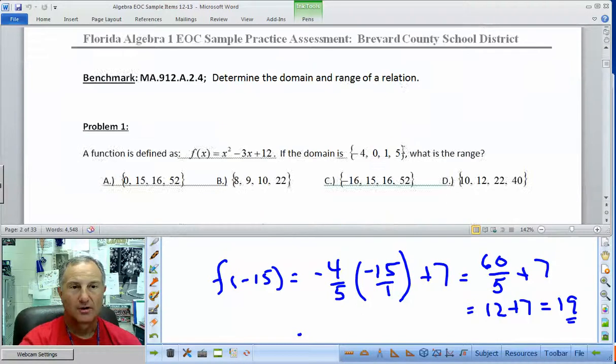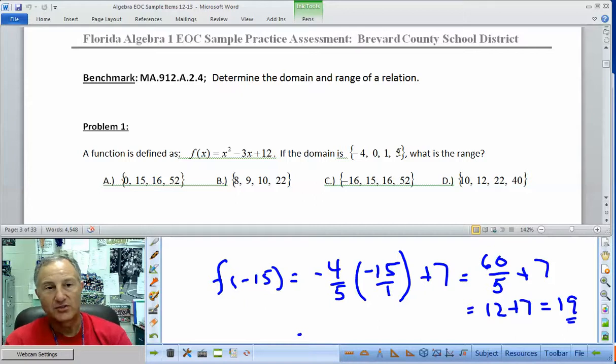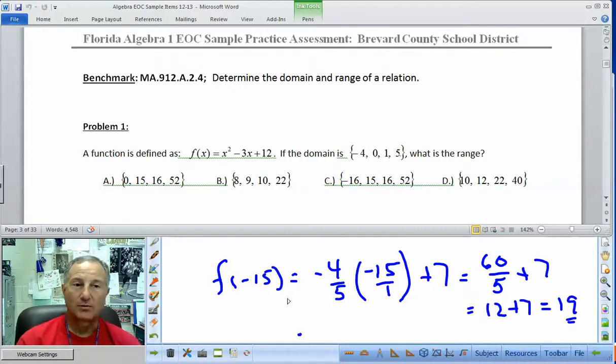All right, now we're moving on to the next benchmark, 2.4. Determine the domain and range of a relation. Remember domains and ranges. Domain is the x value. The range is the y value. The relation is the set of ordered pairs. Okay? Very similar to what we just did.